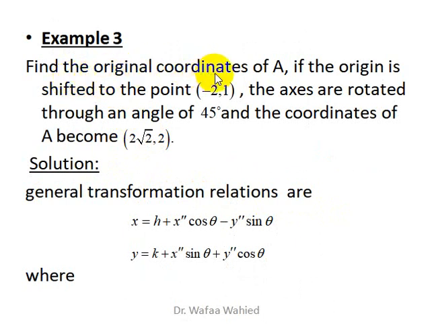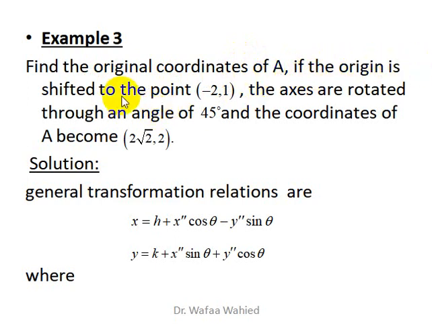Example 3. Find the original coordinates of A if the origin is shifted to the point -2, 1. The axes are rotated through an angle 45 degrees and the coordinates of A becomes 2 square root of 2 and 2. From this example, we will understand how to find the original coordinates of A. So we want to find the old coordinates of the point A.